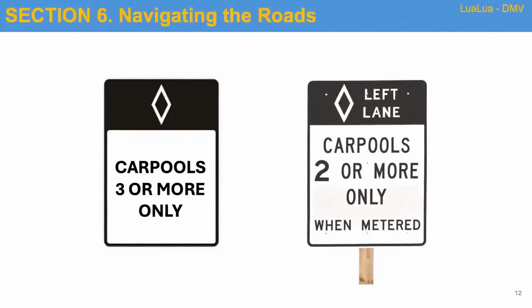The road surface in an HOV lane is marked with a diamond symbol and the words carpool lane. Do not cross over double solid lines to enter or exit an HOV lane. Use designated entrances and exits.